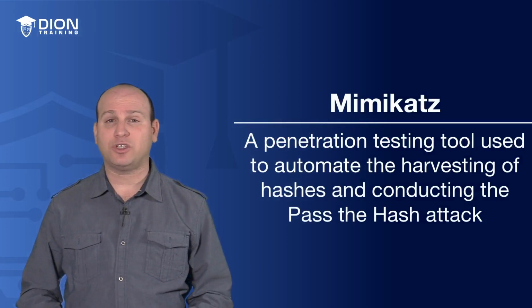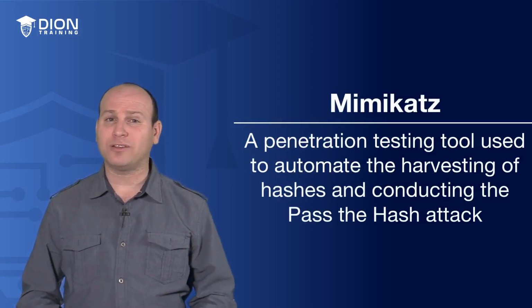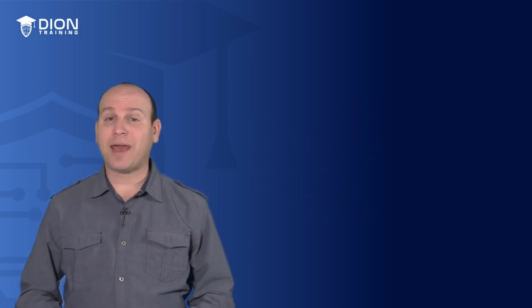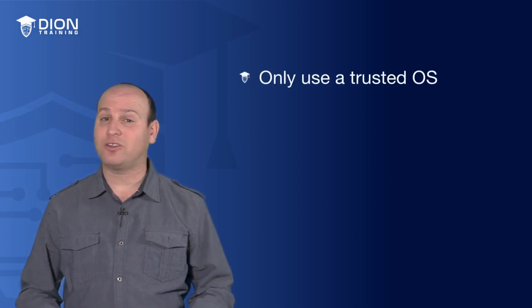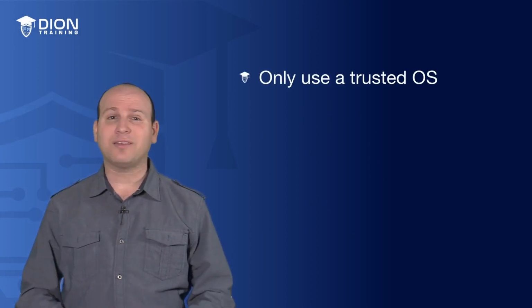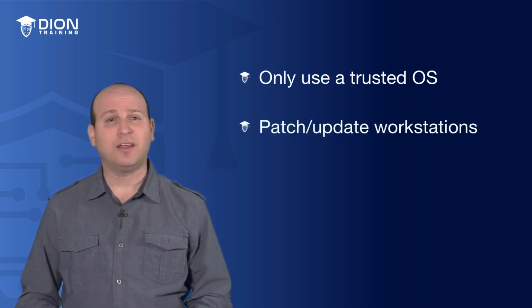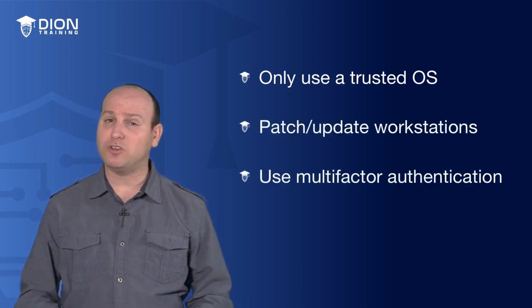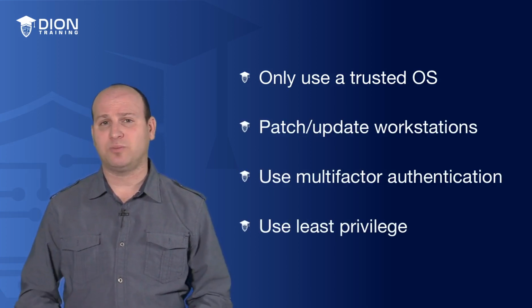There are many penetration tools out there, such as Mimikatz, that give you the ability to automate this process of harvesting the hashes and conducting the attack. To prevent the pass the hash attack, you should ensure that only trusted operating systems are allowed to connect to your servers, that your Windows domains have their trust set up properly, and that workstations are all patched and updated, that your multi-factor authentication is being used properly in the network, and that user accounts have been set up to use the concept of least privilege.